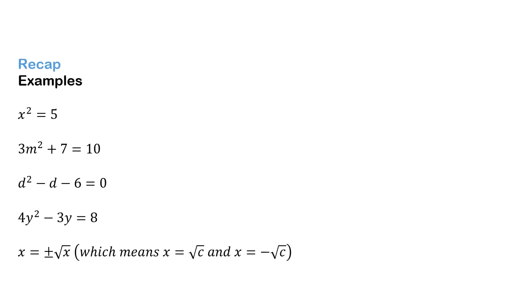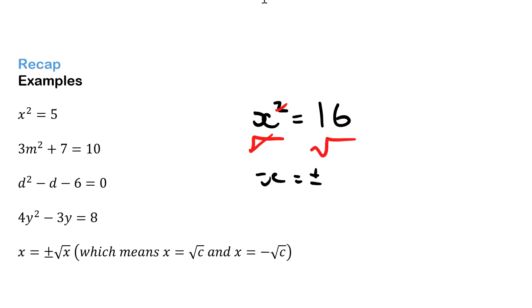To end the video, we'll do a quick recap. Here on your screen you can see a bunch of examples of what quadratics are, but the highest power needs to be a square. Now remember, when you're solving quadratics you need to use inverse operations, and the inverse of a square is the square root. So if I have something such as x squared equals 16, the opposite of that square is my square root, which cancels it out to get me x equals plus or minus 4.